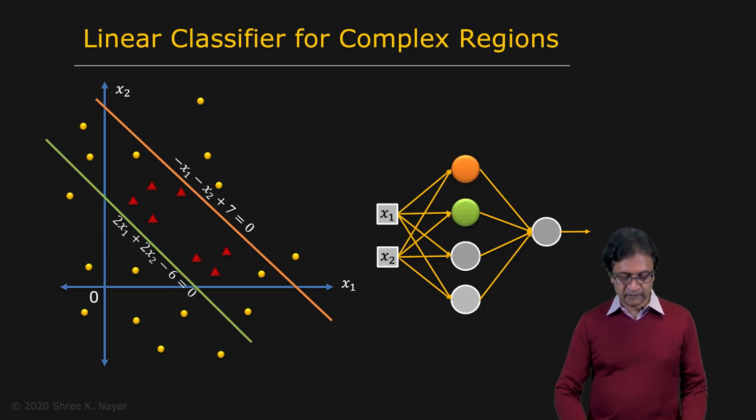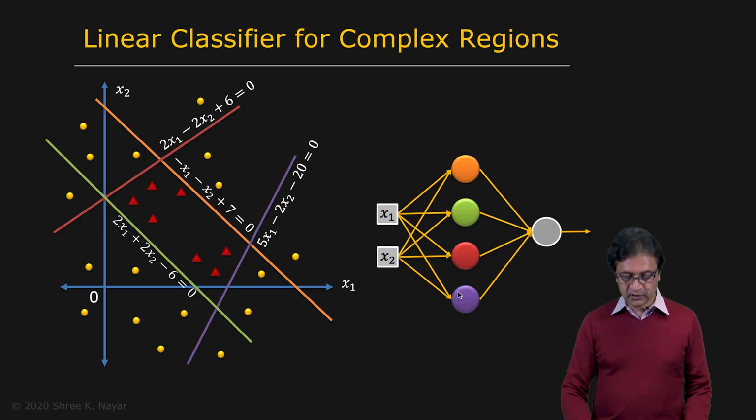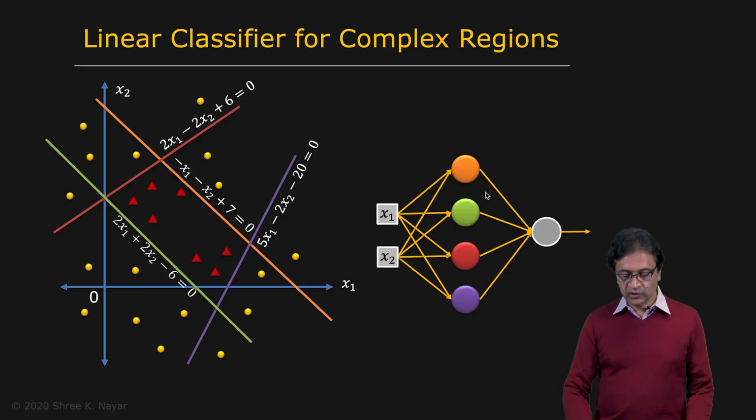And then the third perceptron right here could be this linear classifier, where the output is a 1 if you lie beneath the line. And then the fourth one is this one, where the output is a 1 if you're to the left of the line. So now, you're going to get a 1 for each one of these perceptrons only when you have a point that lies within this region that you see right here.